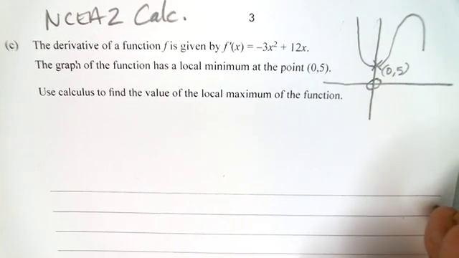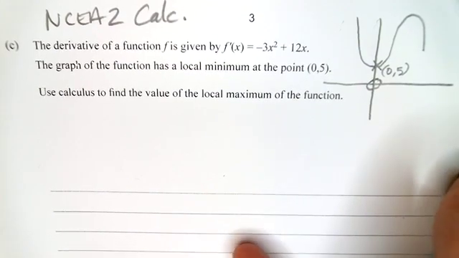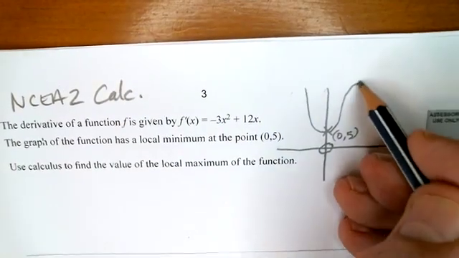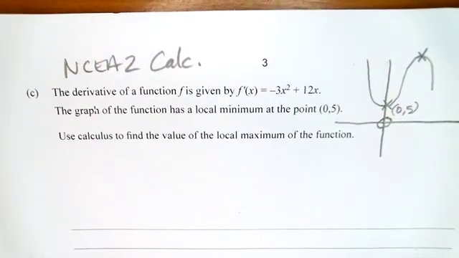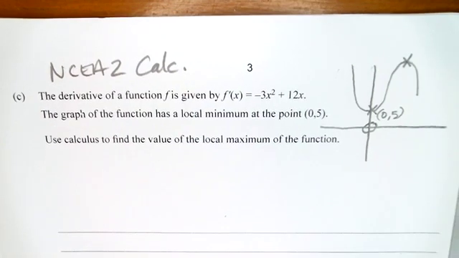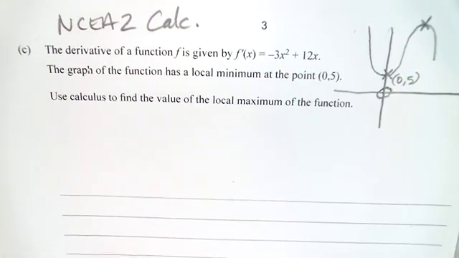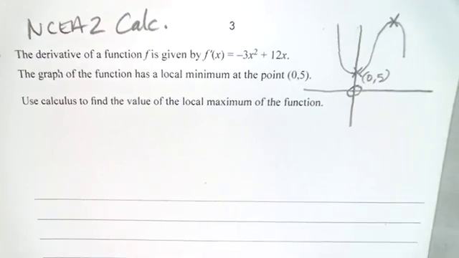It says use calculus to find the value of the local maximum. The local maximum, of course, is this thing here. And you don't need to worry about the term local maximum. It just means the maximum for that particular graph, yeah? As far as we're concerned, at least. All right, so there it is.